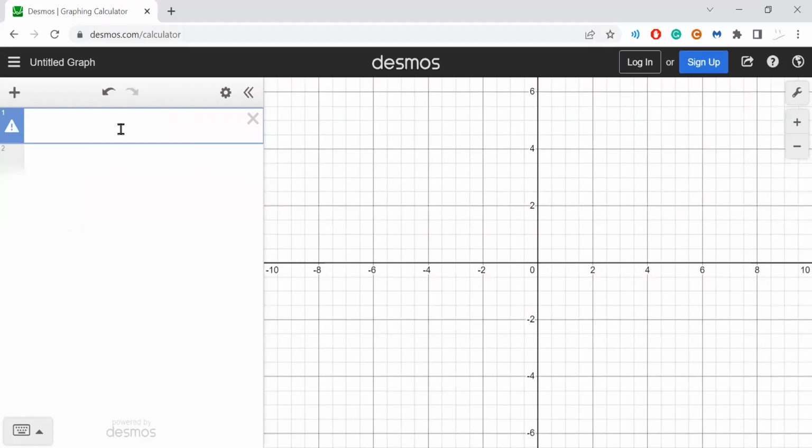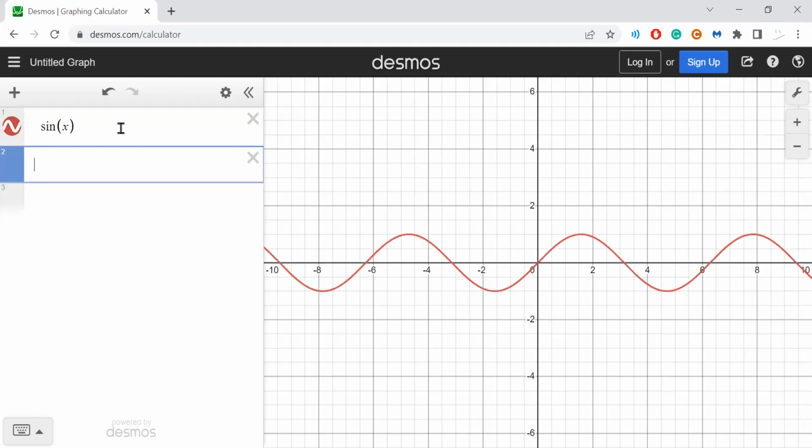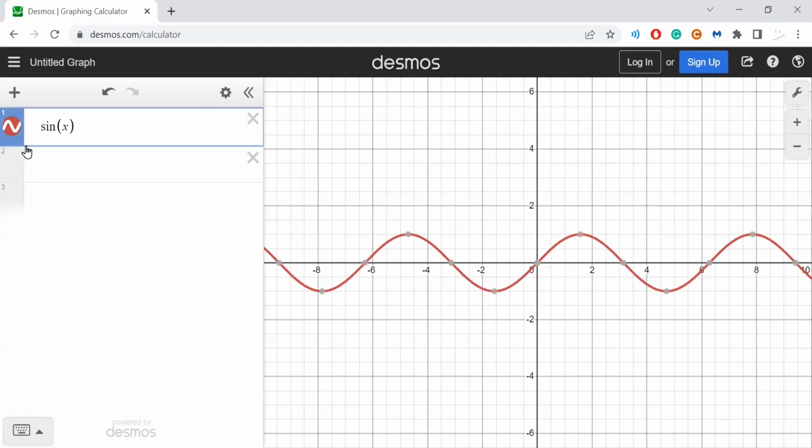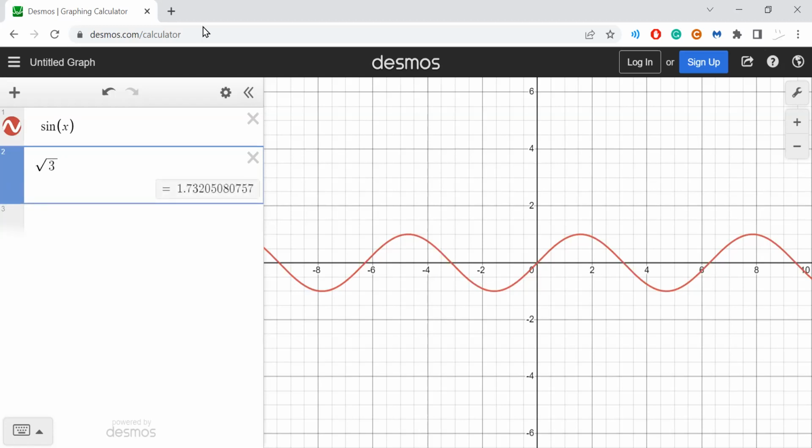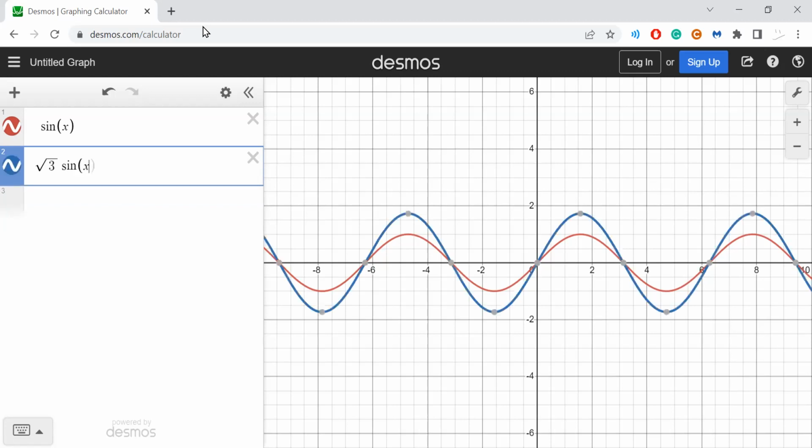Okay, let me just draw the graph. Here I just use x because of the software. I cannot use theta. It looks like this, right? Sine graph, the red one. Can you see, right? Good. Then if you change it into square root of 3 sine x, you get this version, the blue one.